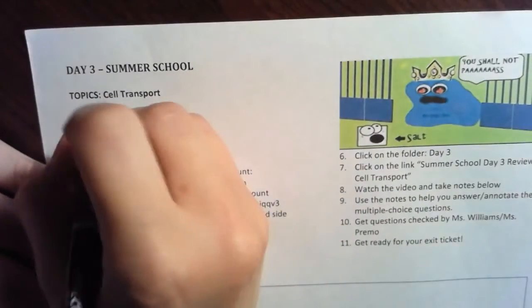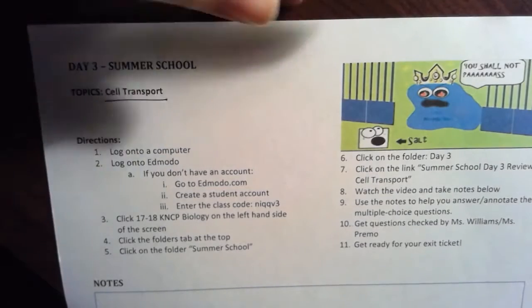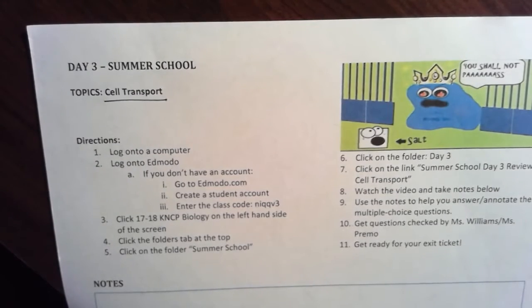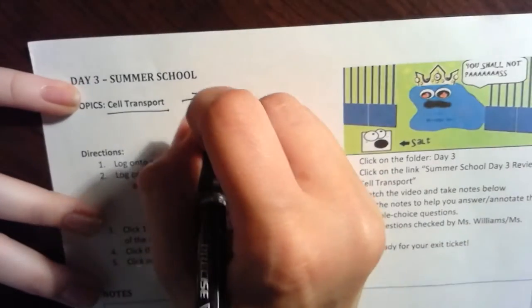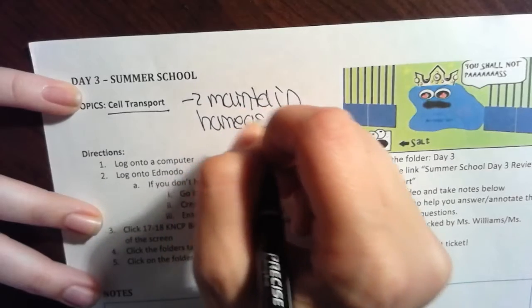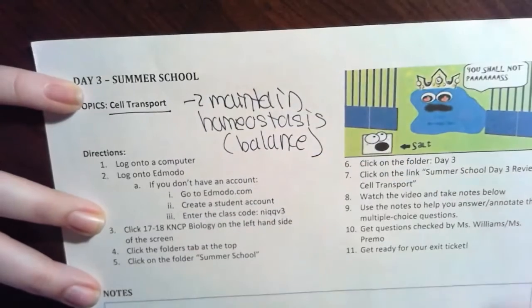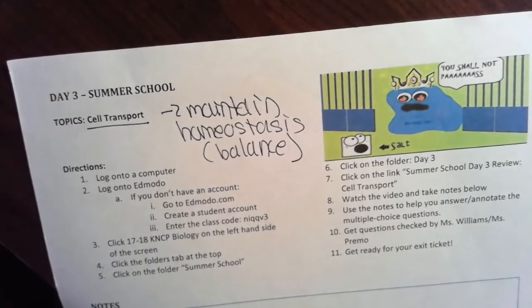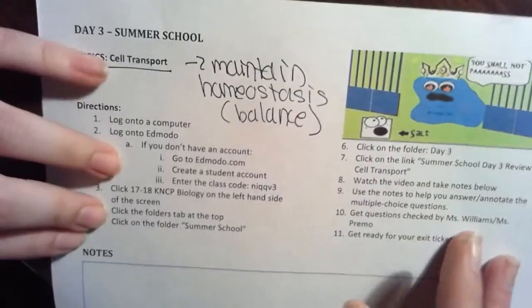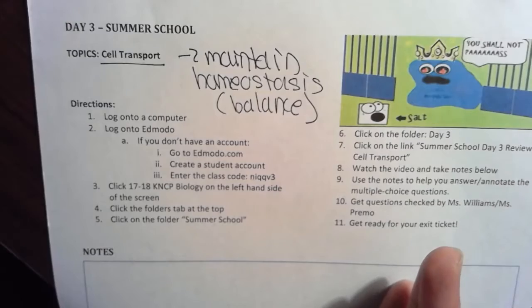Hey guys, so welcome to day 3, where we will be discussing cell transport. So these are literally how things are transported across the cell membrane, which every living cell has. And the entire goal of cell transport is to maintain homeostasis. Homeostasis is just like a balance. The whole point of transporting different particles across the cell membrane is to make sure that I have the same amount of particles outside the cell as I do the inside. Hence the balance, hence homeostasis.